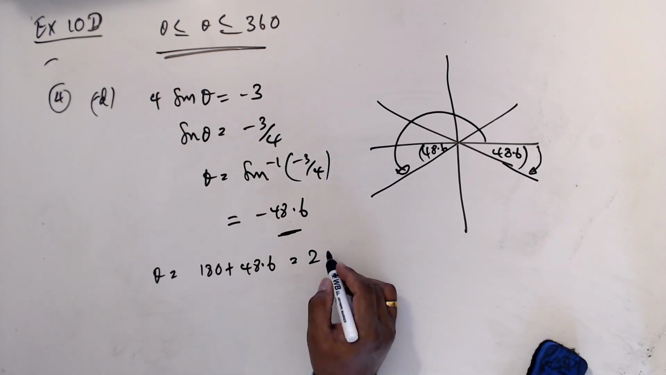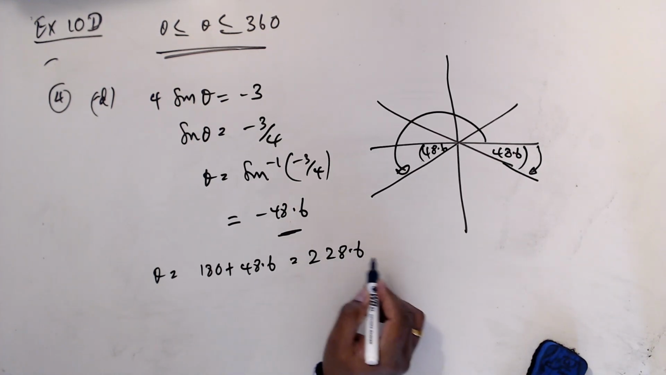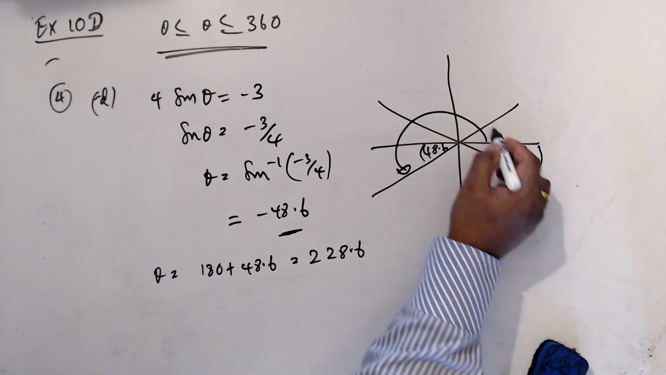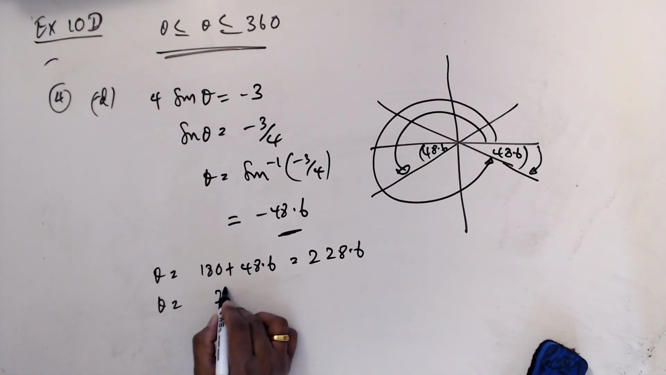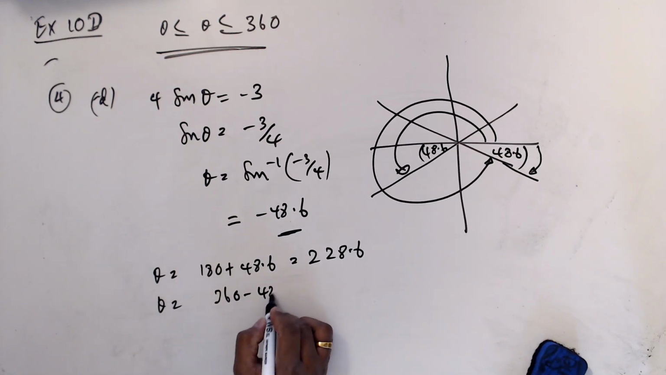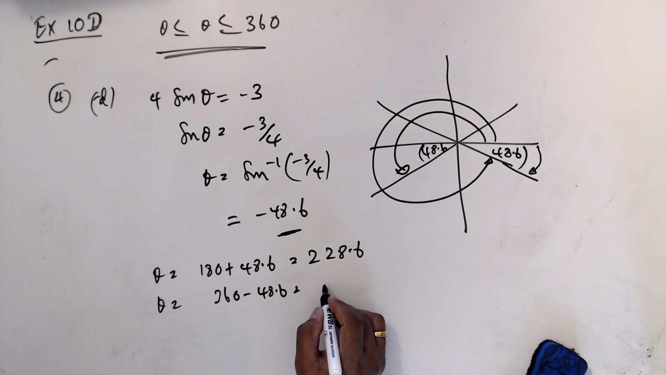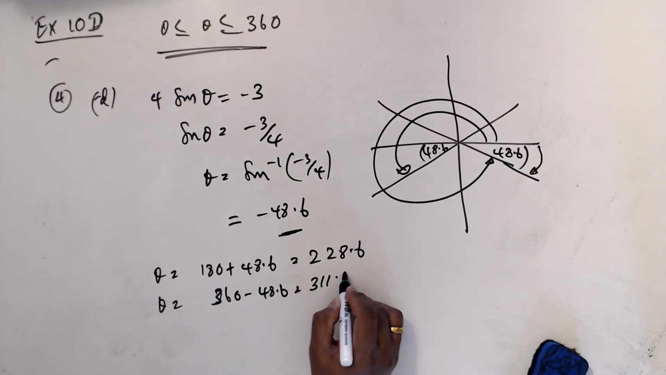228.6. The other one is start from here and come up to here. That is theta equal 360 minus 48.6. That is 311.4.